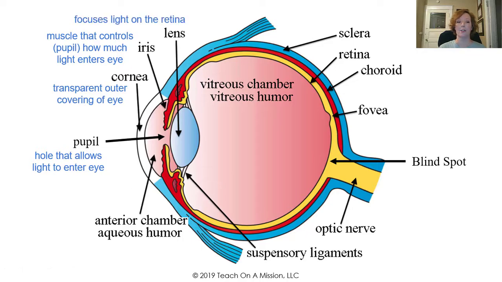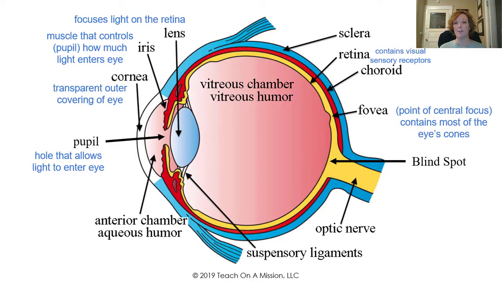Then you have the lens. The lens is what actually focuses the light on the retina. If you think about a camera as a metaphor for the eye, the lens is exactly that part in the camera. It's what's going to focus your picture. Well, this is what's going to focus the light on the retina.